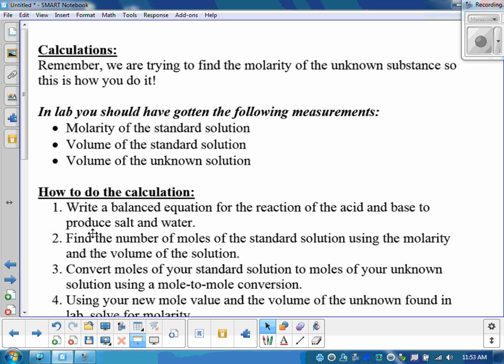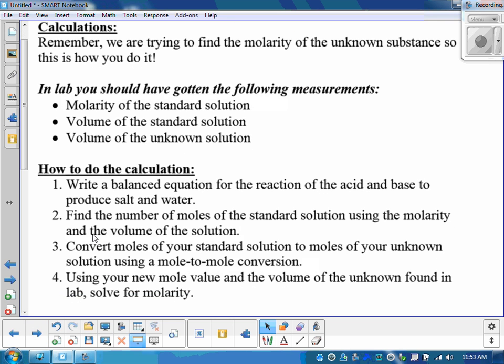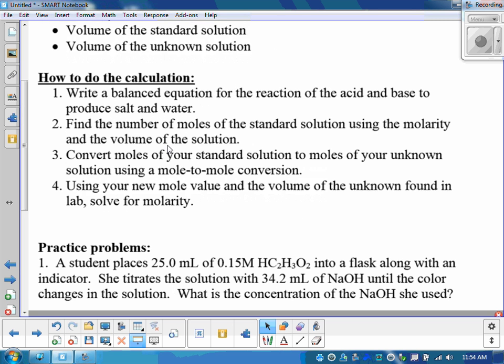So looking at the math, we are going to be given a number of different things. We're going to put in a certain volume of our standard solution that we know the molarity, and then we're going to start adding this base through the burette until they neutralize. By the time we're done with the lab, we will know the volume we put in, the molarity of the acid we put in, and then the volume of the base we put in. And we're going to do these calculations. So here's the 4 steps. You can look at those, but we're going to walk through them.